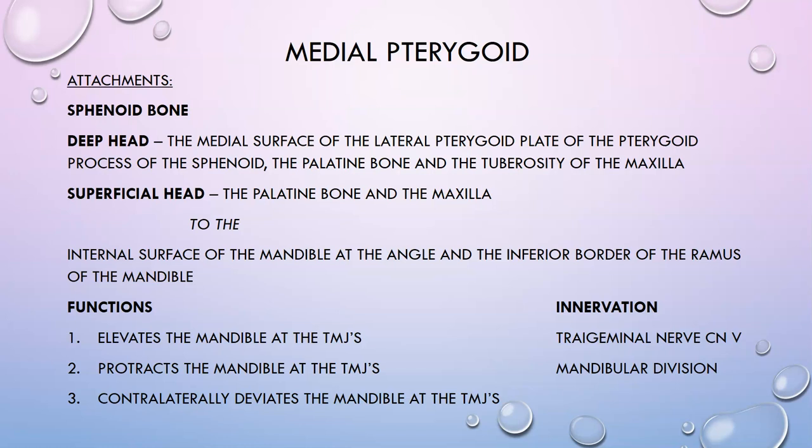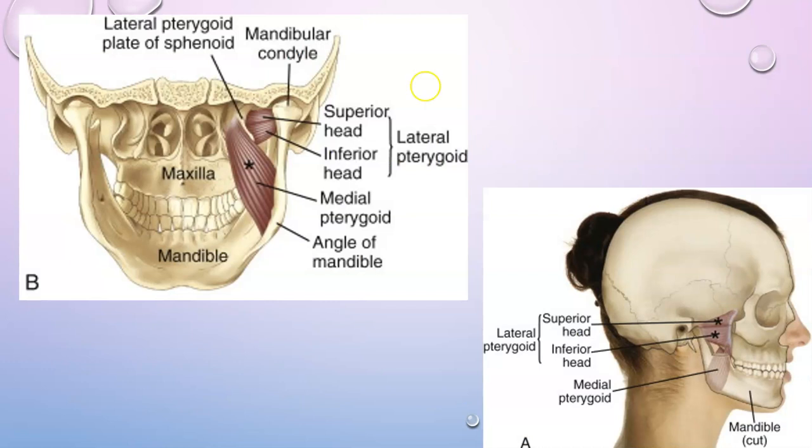So the deep head is on the medial surface of the lateral pterygoid plate of the pterygoid process of the sphenoid, something called the palatine bone, which is the hard bone that makes up your hard palate, up above your tongue there, and the tuberosity of the maxilla. The superficial head arises from the palatine bone and the maxilla. Both heads go to the internal surface of the mandible at the angle and the inferior border of the ramus of the mandible. So we'll have a look at it here.